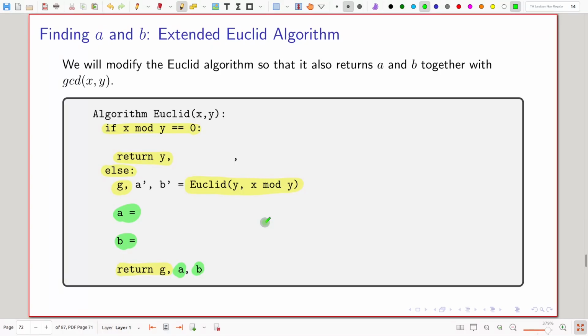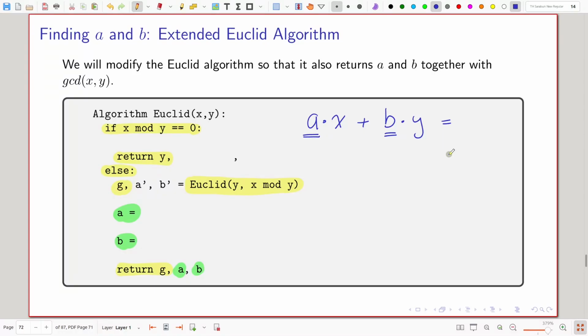Now let's look at the easy part, the base case. When x mod y equals 0, the GCD is y. What we want to find is the following. X and y are given to us, right? We want to find A and B such that ax plus by equals the GCD of x and y. But in this case, the GCD is y.